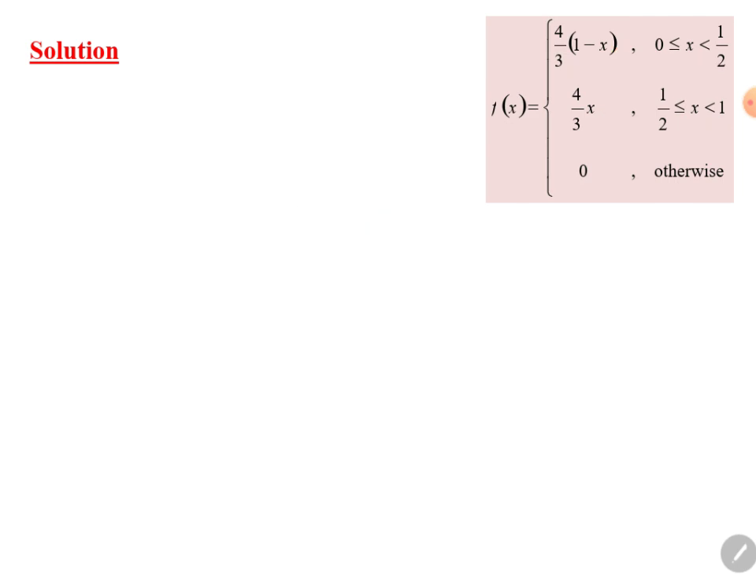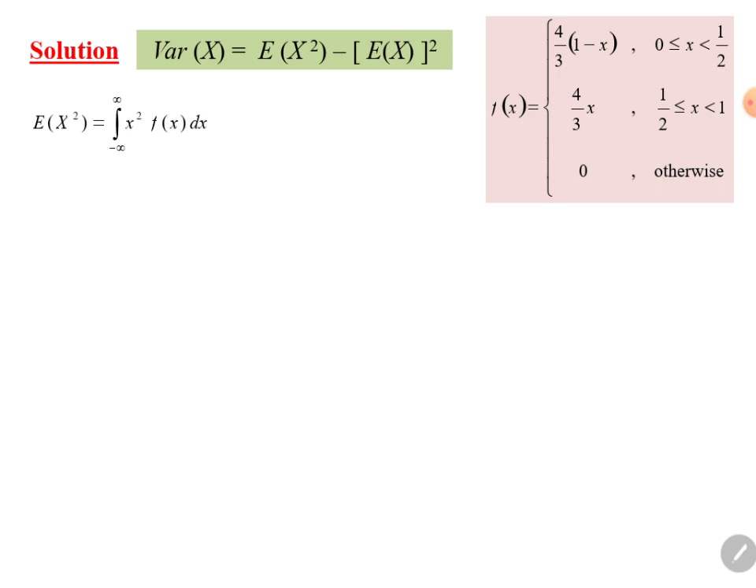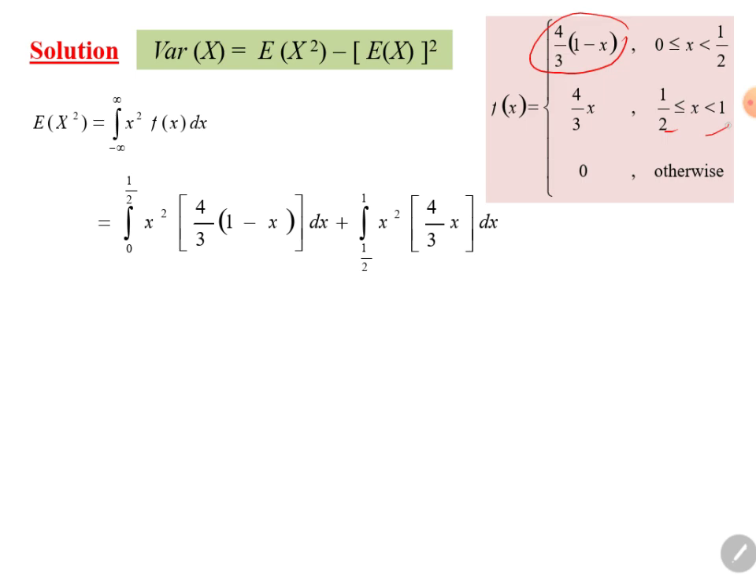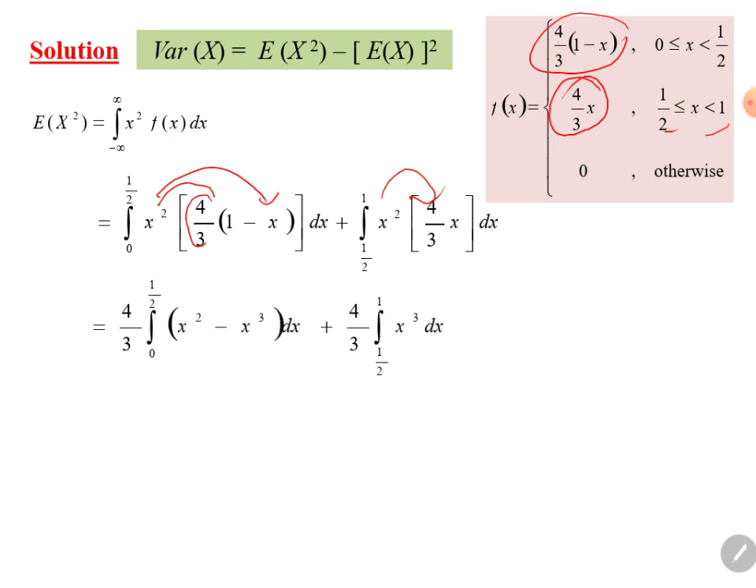And then the next one should be the expected value of x squared. So we have to multiply x squared with its probability function. For the first interval, from 0 to 1 over 2, x squared should be multiplied with 4 over 3 of (1 minus x), plus the integration from 1 over 2 to 1 of x squared multiplied with its probability function, which is 4 over 3 x, with respect to x. First, you just expand everything and then you get the coefficient 4 over 3 outside of the integral. So x squared multiplied by 1 is x squared, minus x squared multiplied by x is x cubed, plus 4 over 3 x cubed.